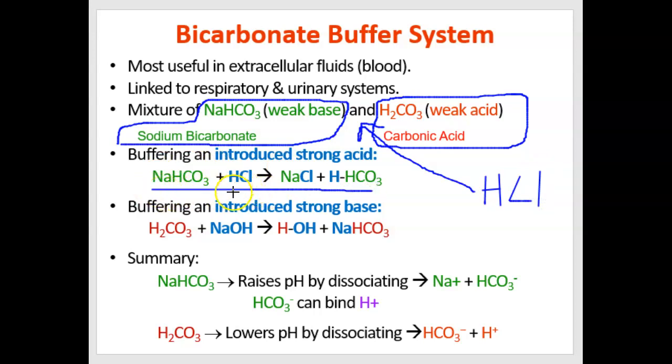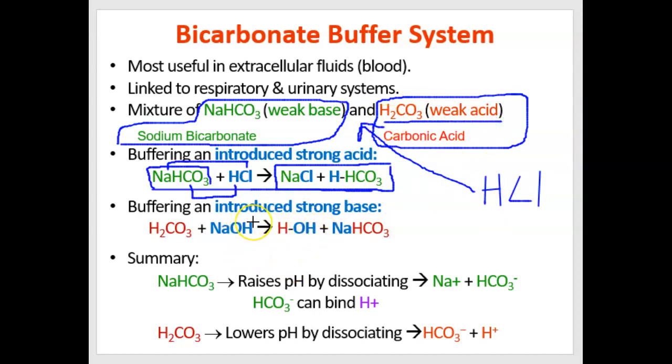So since hydrochloric acid is a strong acid, what we'll be using is that weak base to buffer it. And again, just a substitution reaction happens. We get sodium binding to the chloride ion and the bicarbonate, HCO3, binding to the hydrogen. So it's a substitution reaction. You get a salt and the formation of carbonic acid.